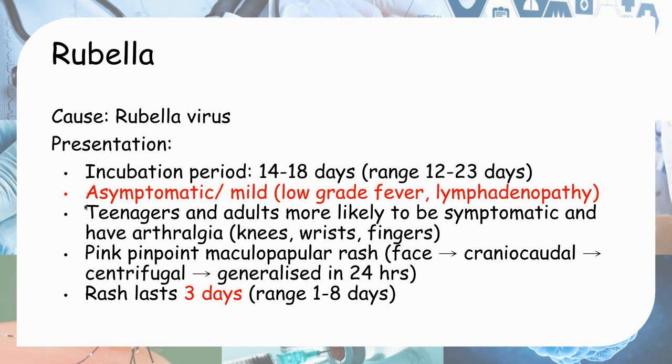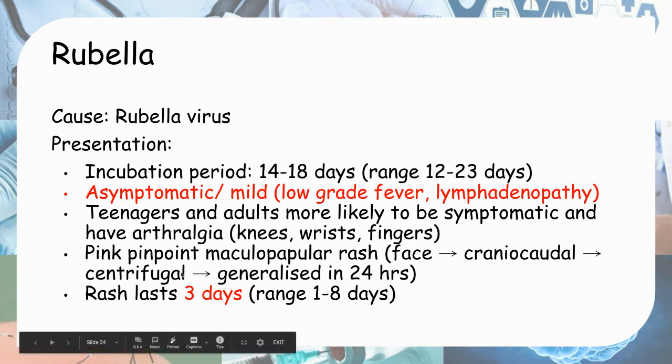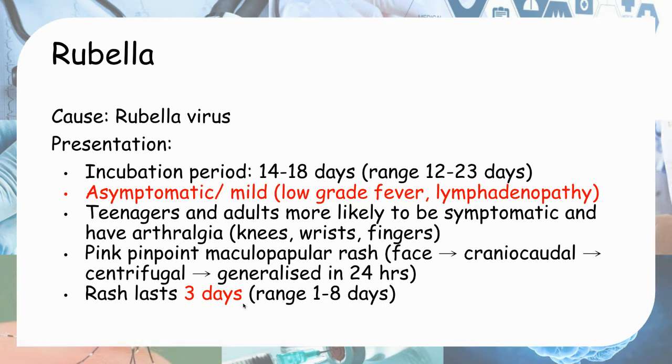Presentation is they might be asymptomatic. Sometimes they only have the rash without all this low-grade fever and lymphadenopathy. However, teenagers and adults are more likely to be symptomatic and sometimes associated with arthralgia, which is joint pain, especially of the knee joints, wrists, and fingers. The rash appears as pink pinpoint maculopapular rash. It spreads from the face craniocaudally and then centrifugally from the trunk to the limbs, and it gets generalized within 24 hours. The rash lasts for about 3 days.